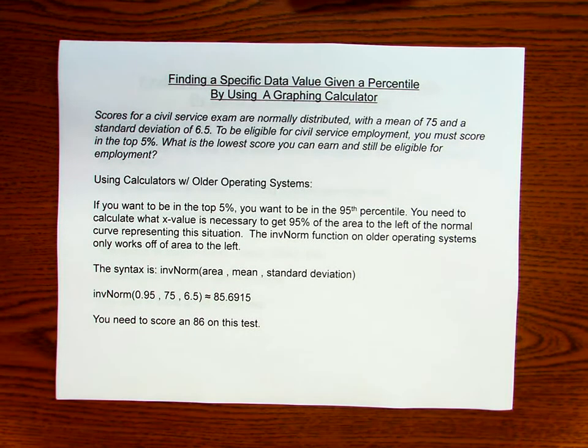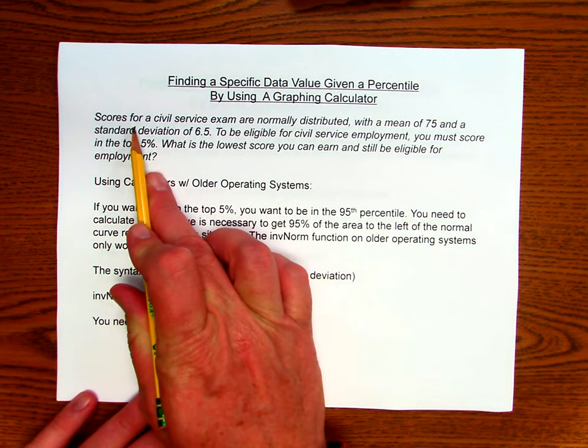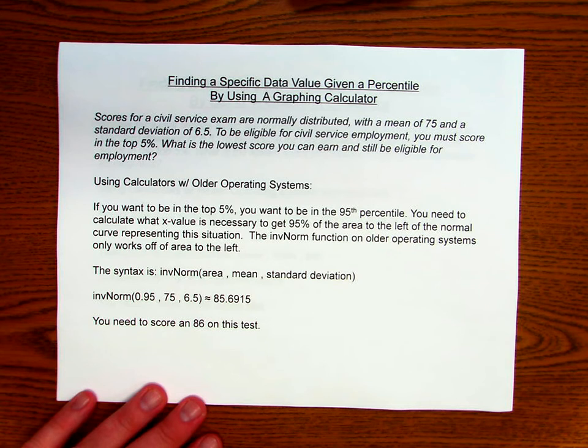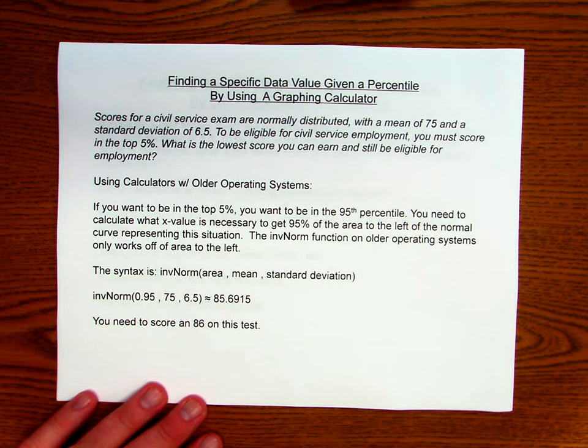All right, now we're going to reverse the direction, rather, of the order of the question. Scores for a civil service exam are normally distributed with a mean of 75 and a standard deviation of 6.5. To be eligible for civil service employment, you must score in the top 5%. What is the lowest score you can earn and still be eligible for employment?